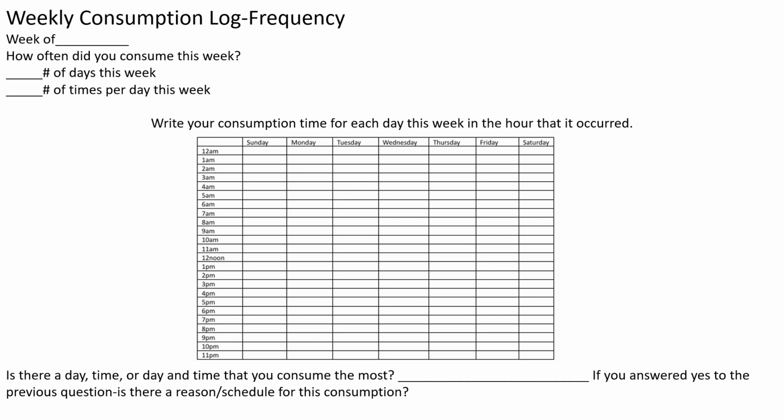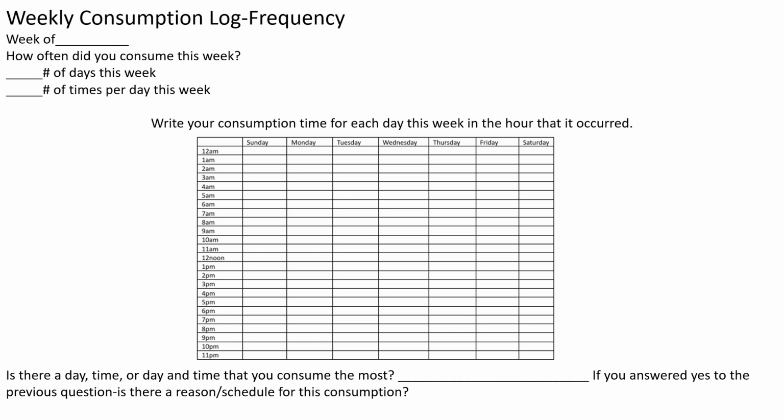And now you complete your weekly consumption log on frequency. So you collect your daily consumption logs for the week, and you take the information. Let's say you consumed at 1:30 p.m. on Sunday. You would take the information, you would write 1:30 in the 1 p.m. box, and so forth for all the times and days that you consume. And then you will have your entire week plotted out in this box, so you can see how many days a week you consume and how many times per day you consumed.